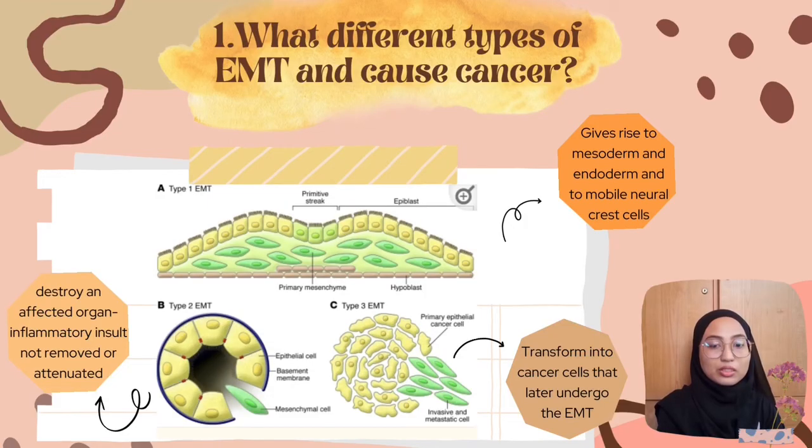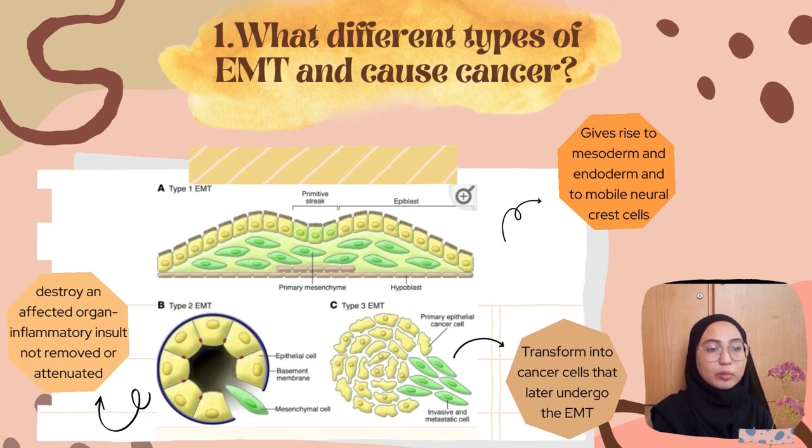Type 1 EMT is associated with implantation, embryonic gastrulation, and gives rise to mesoderm and endoderm and to mobile neural crest cells. The primitive epithelium, specifically the epiblast, gives rise to primary mesenchyme via an EMT. Unlike type 1 EMT, type 2 EMT is expressed over an extended period of time and can eventually disrupt an affected organ if the primary inflammatory insult is not removed or attenuated. Type 3, the secondary epithelium associated with many organs, can transform into cancer cells that later undergo the EMT.